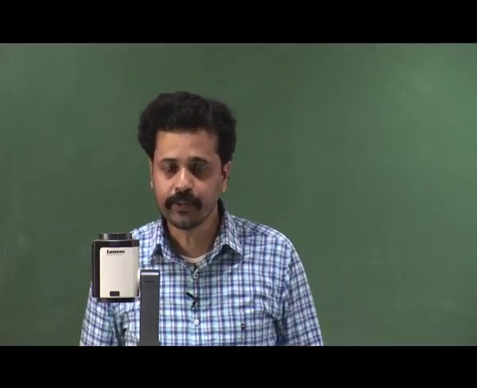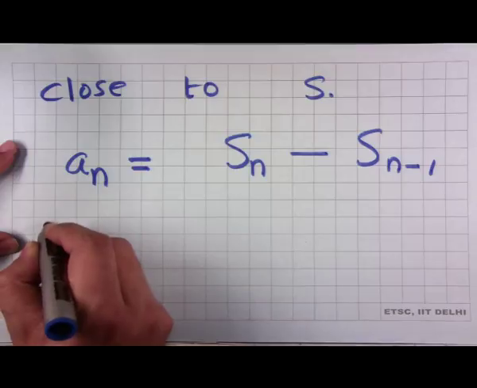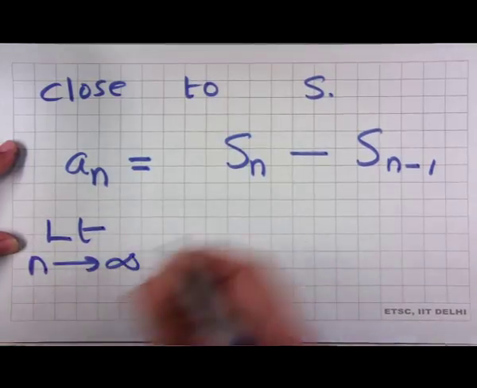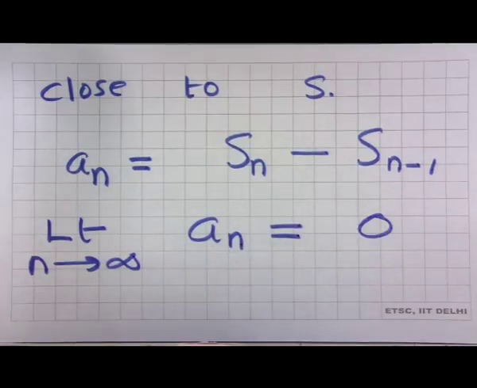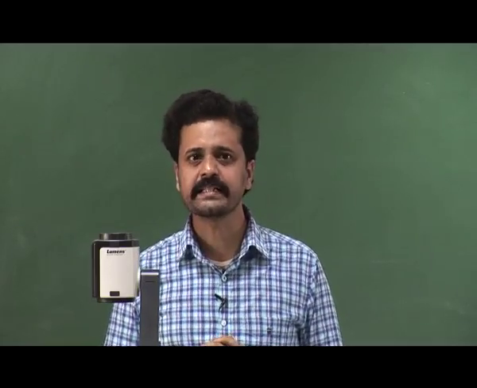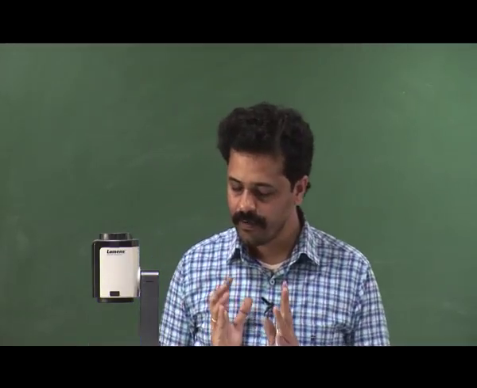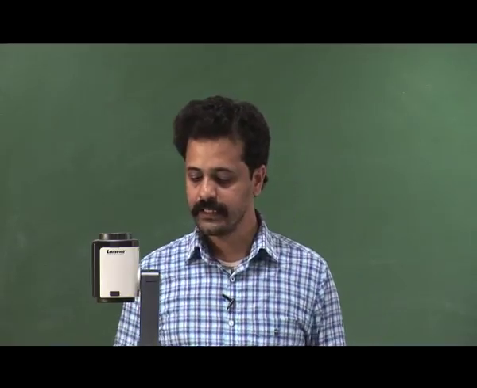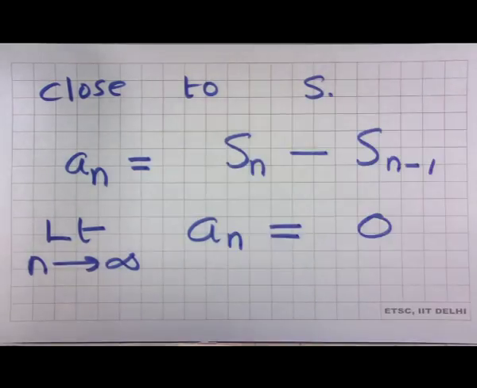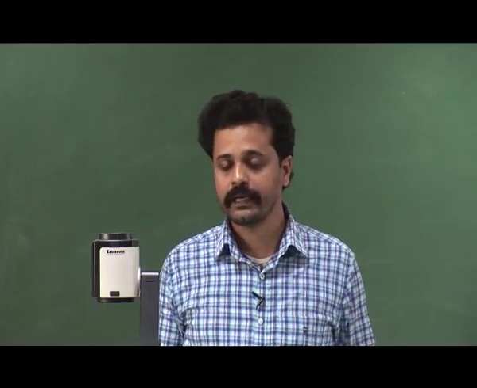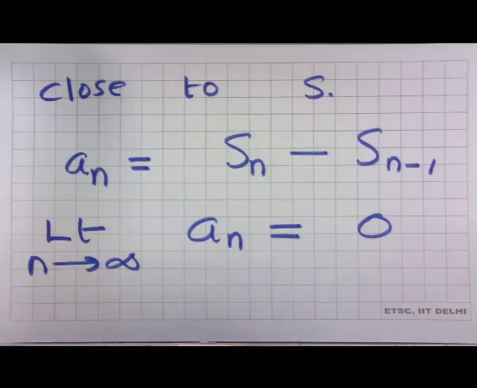Hence, intuitively it should be clear that the limit as n tends to infinity of an is 0. As both Sn and Sn minus 1 are close to S, the difference will be close to 0 when n becomes larger. Let us not enter into the precise definition of the limit of a sequence, but have an intuitive feeling that when Sn and Sn minus 1 are close to S, the difference will be close to 0. Therefore, the limit as n tends to infinity of an is 0.